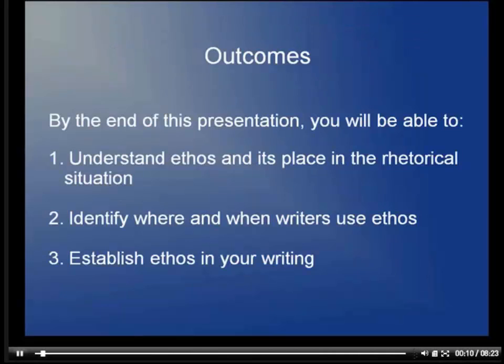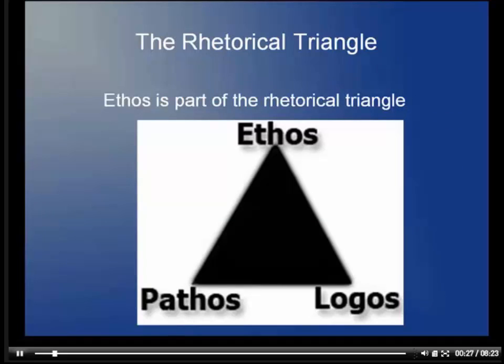This one was done by Professor Robin Kish and is about understanding the rhetorical situation. Place in the rhetorical situation. Identify where and when writers use ethos. And finally, you should feel comfortable establishing ethos in your own writing. Ethos is part of the rhetorical triangle, along with pathos and logos. Together, these three appeals, ethos, pathos, and logos, are the rhetorical appeals that good writers use in order to convince their audience of some larger purpose.